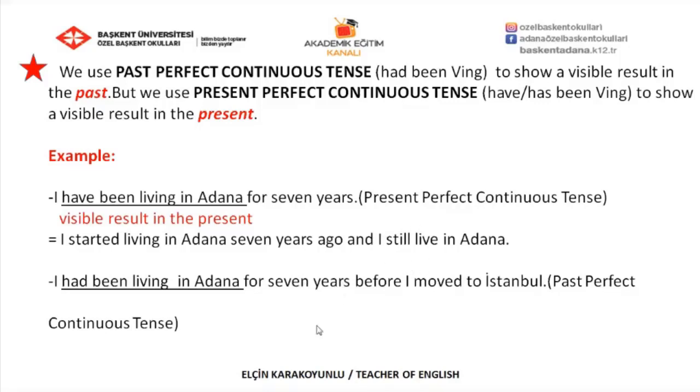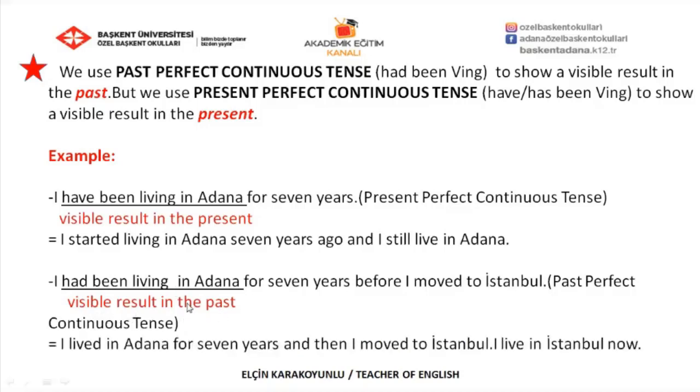But if I say I had been living in Adana for 7 years before I moved to Istanbul, it's the kind of past perfect continuous tense, had been living. So it is a kind of visible result in the past. And this sentence means I lived in Adana for 7 years and then I moved to Istanbul, but now it means I live in Istanbul. So it's the kind of visible result in the past.